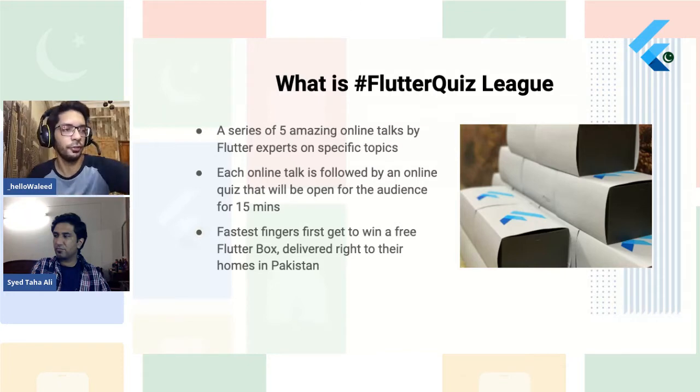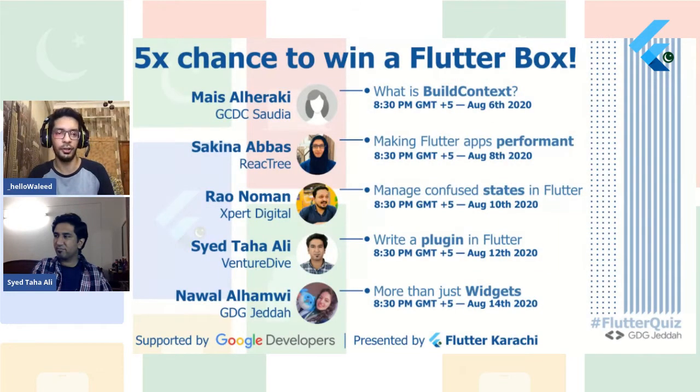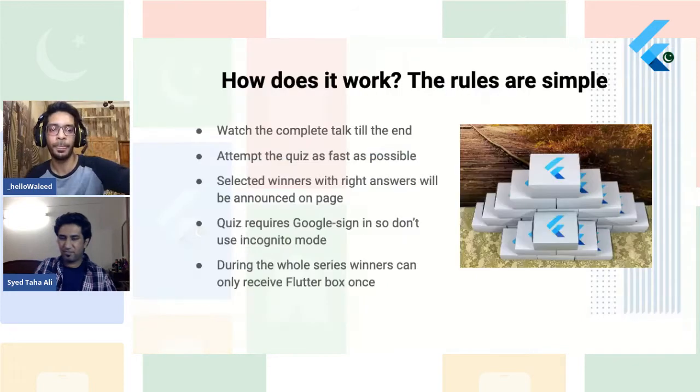So let's look at our schedule. Today we have Taha Ali with us, and previously we had Mace, Sakina, and Rao Noman. Upcoming, after a day, on alternate days, we will be having Nawal with us from Jeddah. So this is basically our schedule for the 5 day event.